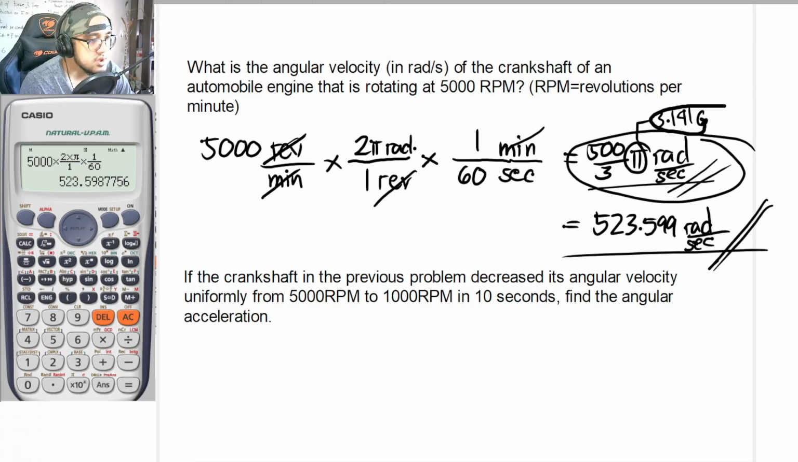Okay. So proceeding, it is said here in the problem that if the crankshaft in the previous problem decreased its angular velocity uniformly from 5,000 RPM to 1,000 RPM in 10 seconds, find the angular acceleration. Okay, so its speed initially is equal to 5,000 RPM and its speed after 10 seconds is 1,000 RPM. So the first thing that I will be doing here is converting both of these first in terms of radians per second.